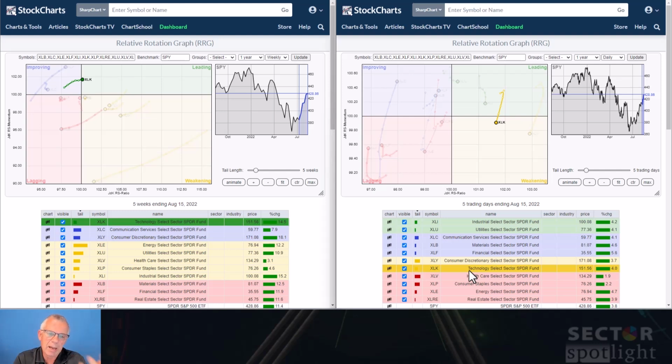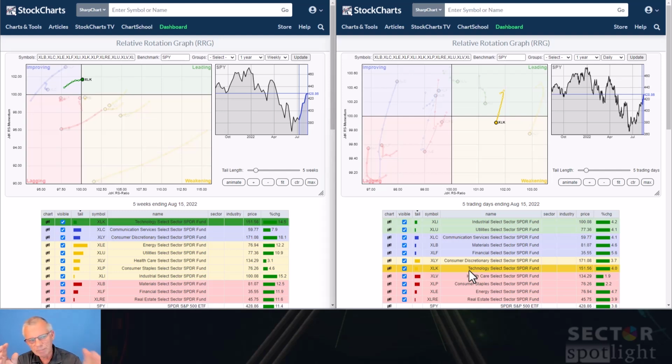The way I look at it is that, hey, that tail on the weekly is actually showing strength, but on the daily it suggests that the party is already over. It's already rotating back towards weakening, and we have just entered the leading quadrant on the weekly. That tells me that we probably need a little bit more.